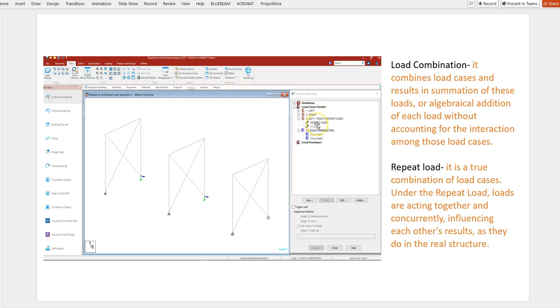Repeat load is a true combination of load cases. Under the repeat load, loads are concurrently acting together, influencing each other's results as they do in the real structure. Thus, the structure is analyzed with non-linear interaction of load cases. Let's take a look at a cartoon as in the next question.